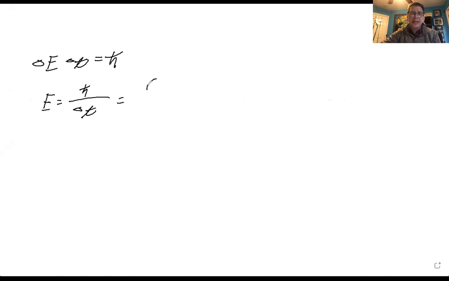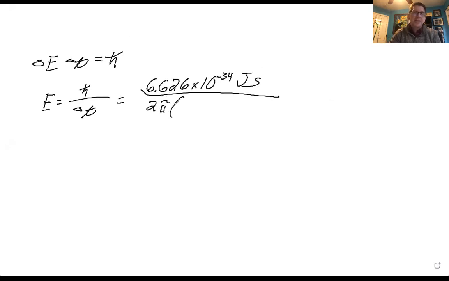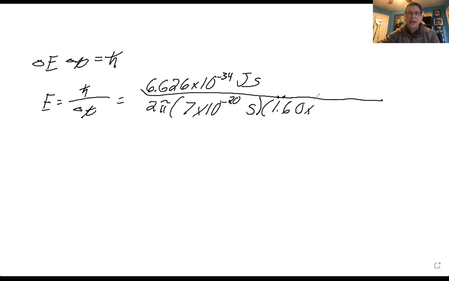And so H bar is 6.626, Planck's constant, times 10 to the negative 34 joule seconds divided by 2 pi, and then divided by the lifetime of the particle, which is 7 times 10 to the negative 20 seconds. And then we want to convert this to electron volts. So that's 1.60 times 10 to the negative 13 joules per mega electron volt. We're including that conversion in here because we're told to express the answer in mega electron volts.